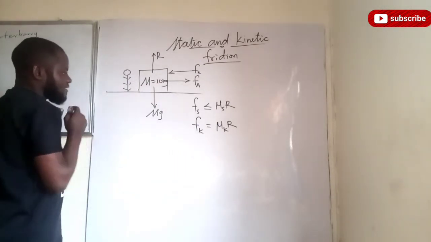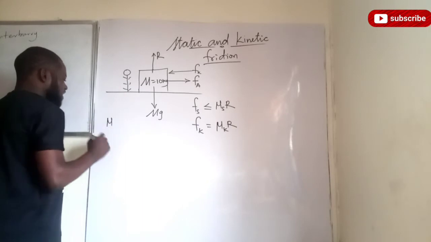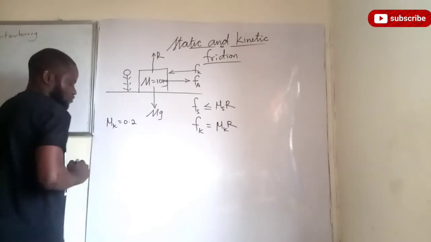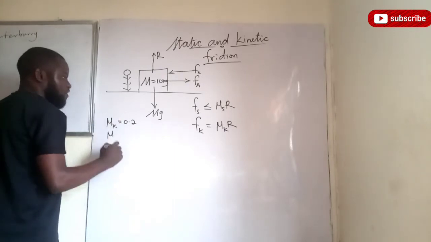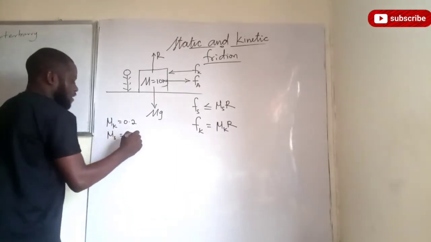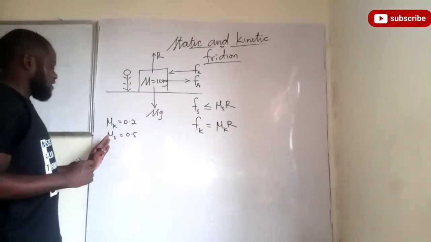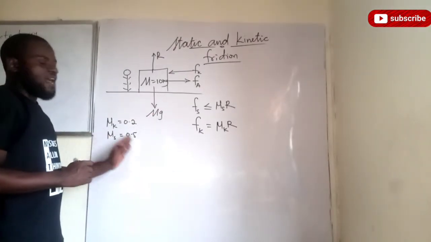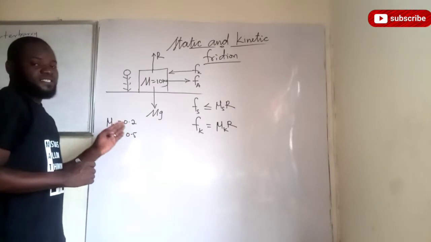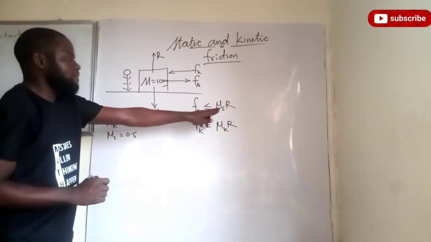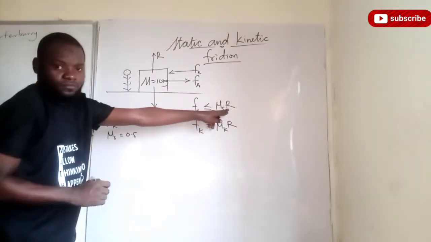Let's say the coefficient of kinetic friction is equal to 0.2, and the coefficient of static friction is 0.5. The coefficient of static friction of this body is 0.5, and that of its kinetic friction is 0.2. Now, let us calculate the normal reaction. Are we together now?